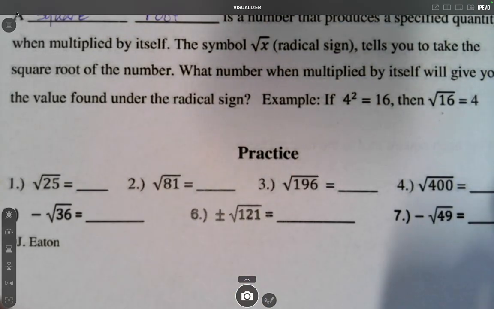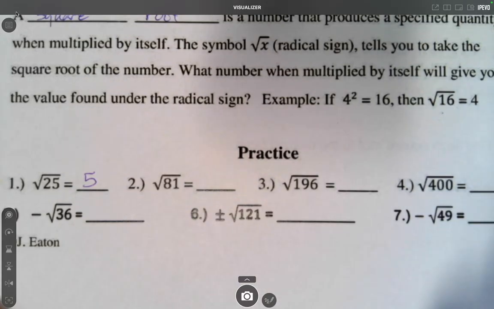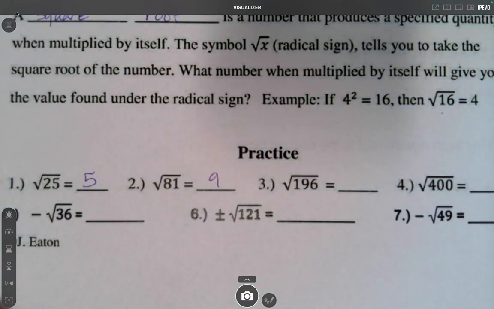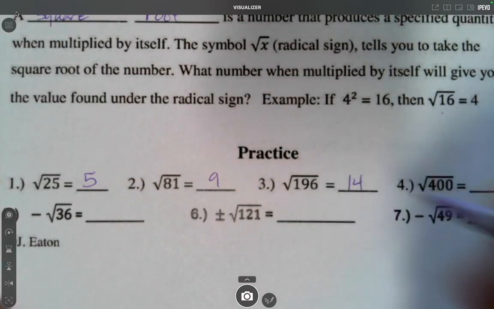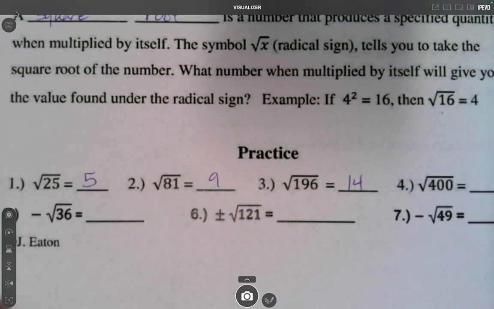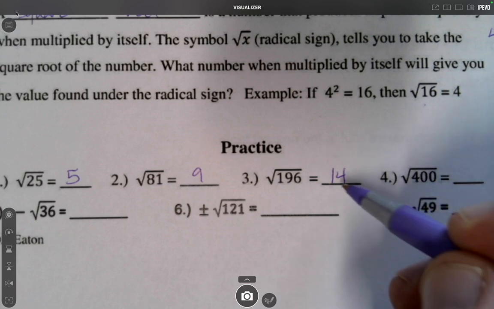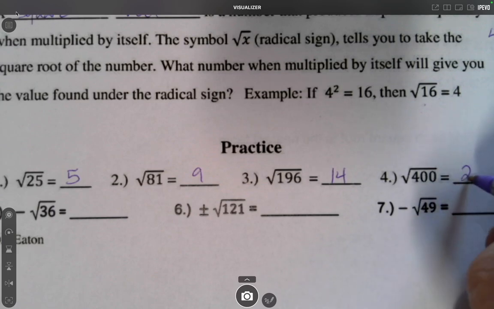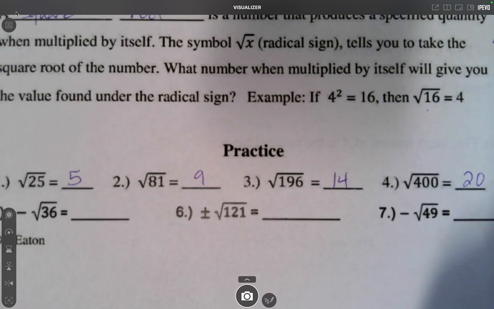Square root of 25, that's 5, because 5 times 5 is 25. Square root of 81 is 9, because 9 times 9 is 81. Square root of 196 is 14, because 14 times 14 is 196. So this is the number that, when you multiply it by itself, gives you the number underneath the radical. So what times itself would equal 400? Well, that'd be 20, because 20 times 20 is 400.